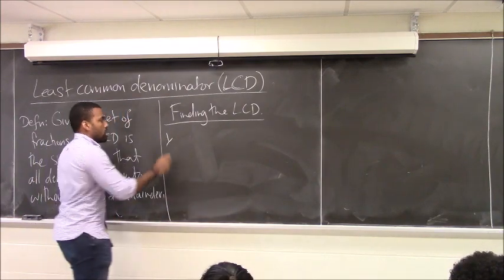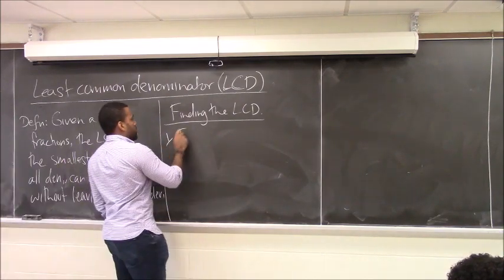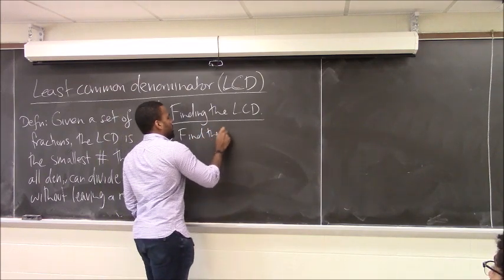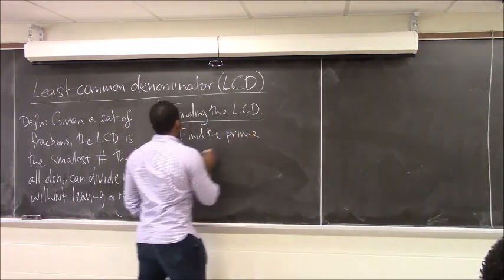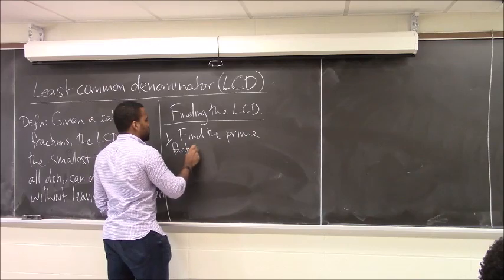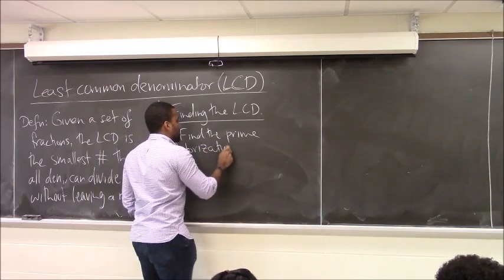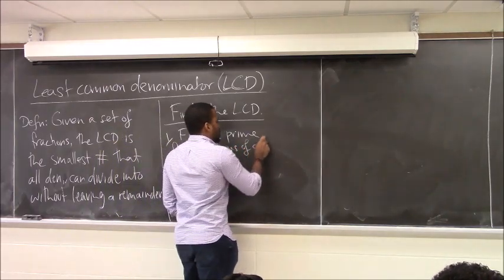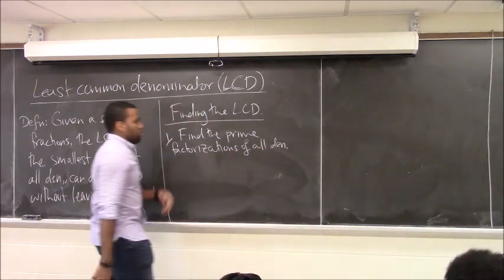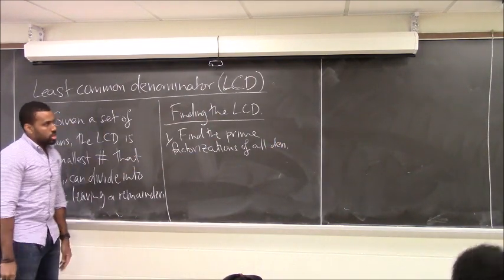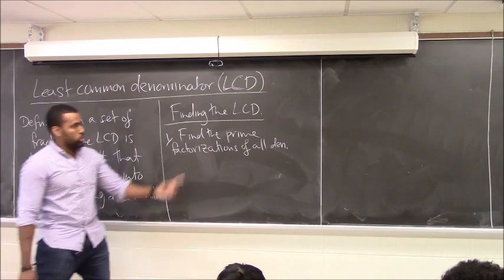Step 1, you must find the prime factorizations of all of the denominators. Now that just means you're going to factor the numbers in the denominator and you want to factor it into prime numbers.